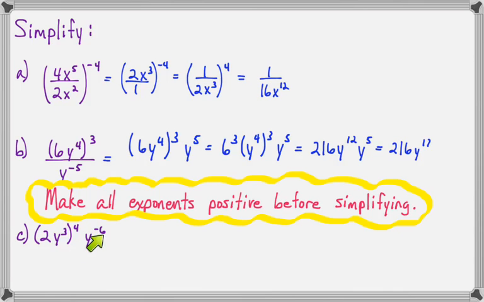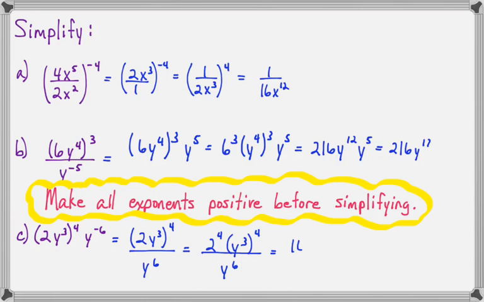Now when you look at part C, you see that I have another negative exponent, so before I start, I will write this in positive exponent form. And then I have the 4th power of 2y to the 3rd, and it's over y to the 6th, so I have to do the 4th power of everything in the top. And y to the 3rd to the 4th is y to the 12th, 2 to the 4th is 16.